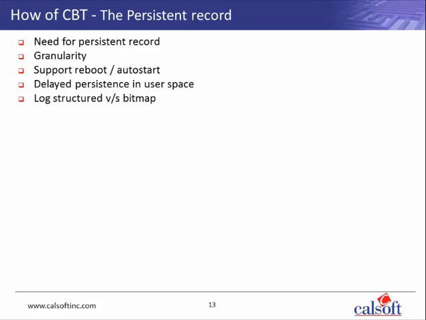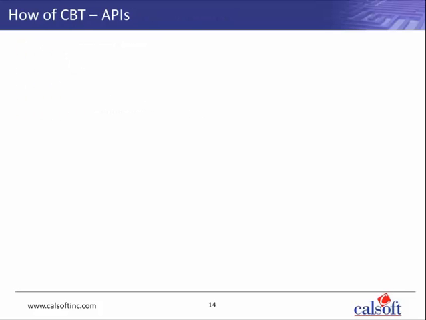I've already talked about the various types of persistent record and their uses, log structured versus bitmap. One also needs to keep track of the number of persistent records that are being stored and their generation numbers. This is to take care of the space that is being used to store the persistent records. Let's talk about how an application, be it backup or anything else, may consume the CBT information.